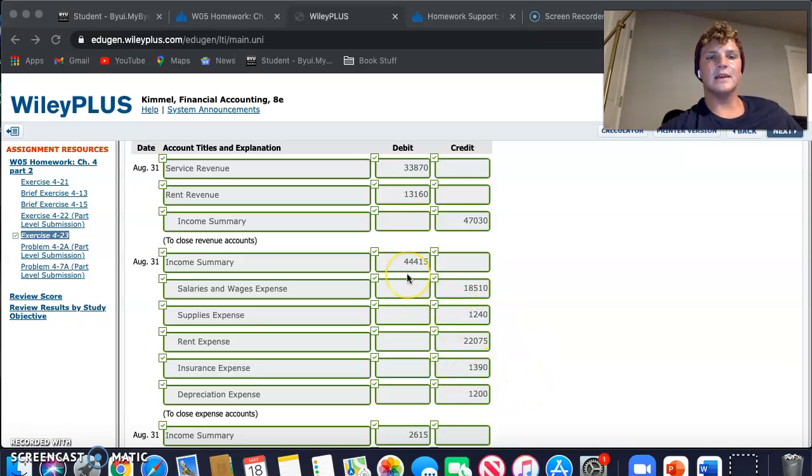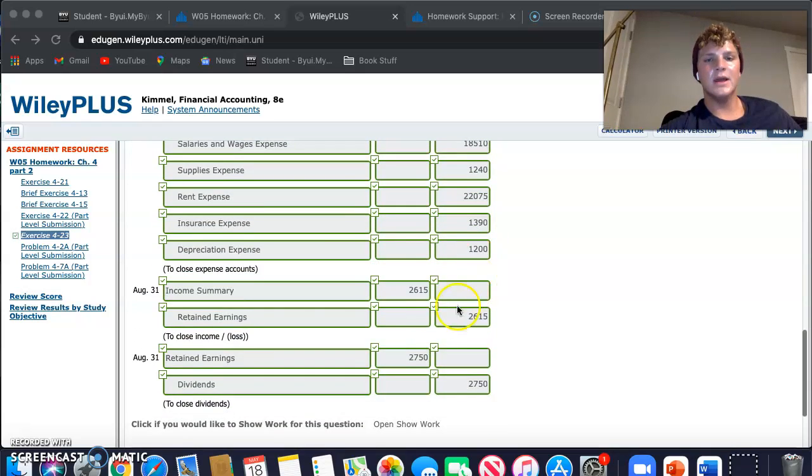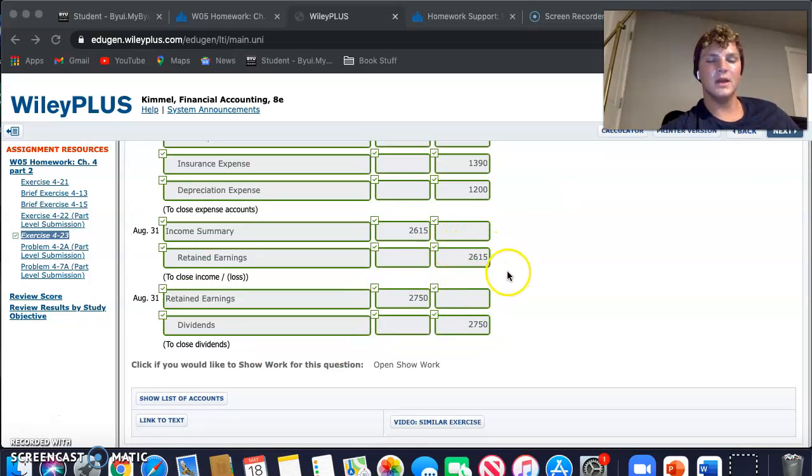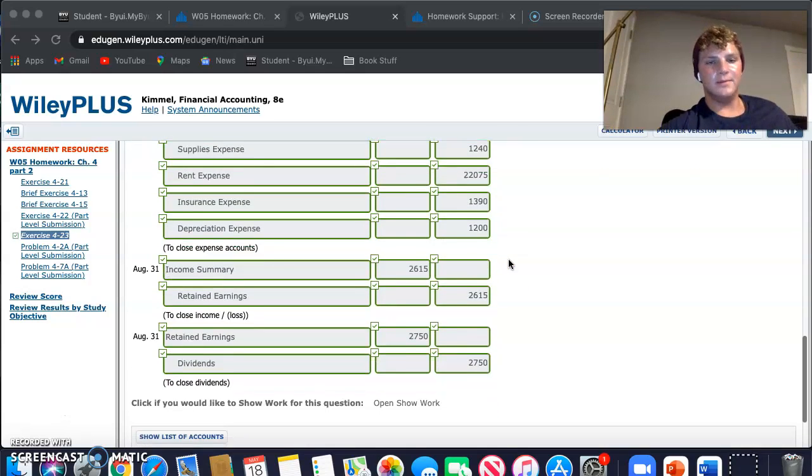Next, we're going to be subtracting the expense total, which is 44,000 just about, from the 47,000 that we had in revenue. That value of $2,615 is going into our income summary. This is going to tell us what our retained earnings is, which we want to be, again, a positive value in the credit column. So we're going to put that total of income summary in the debit column. That way we can keep the retained earnings on the credit side.